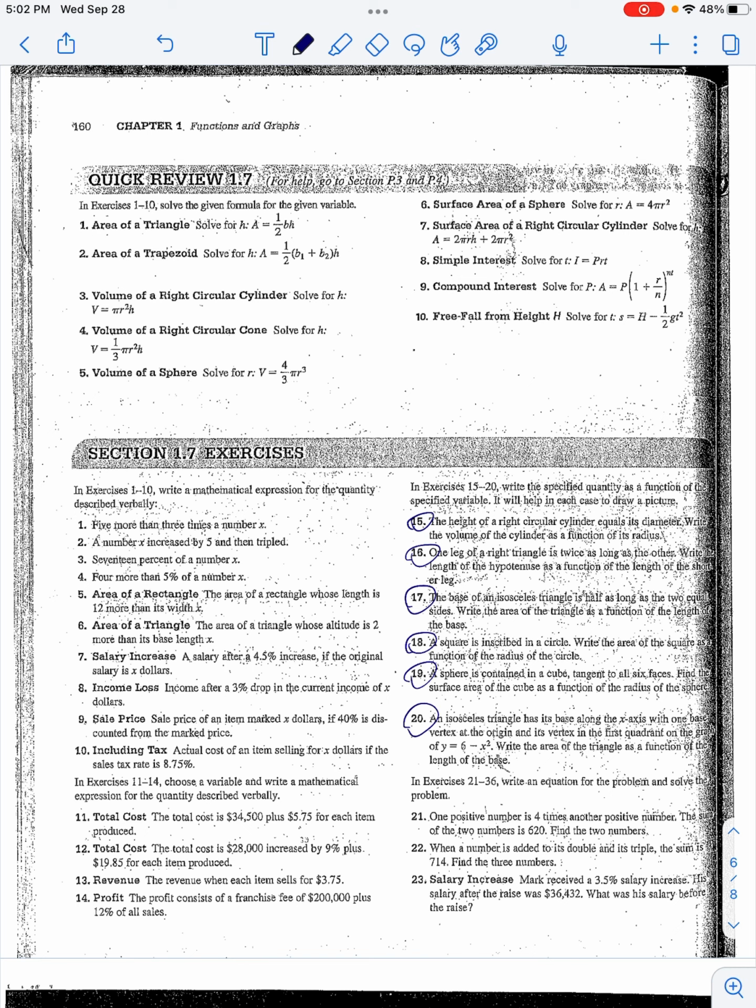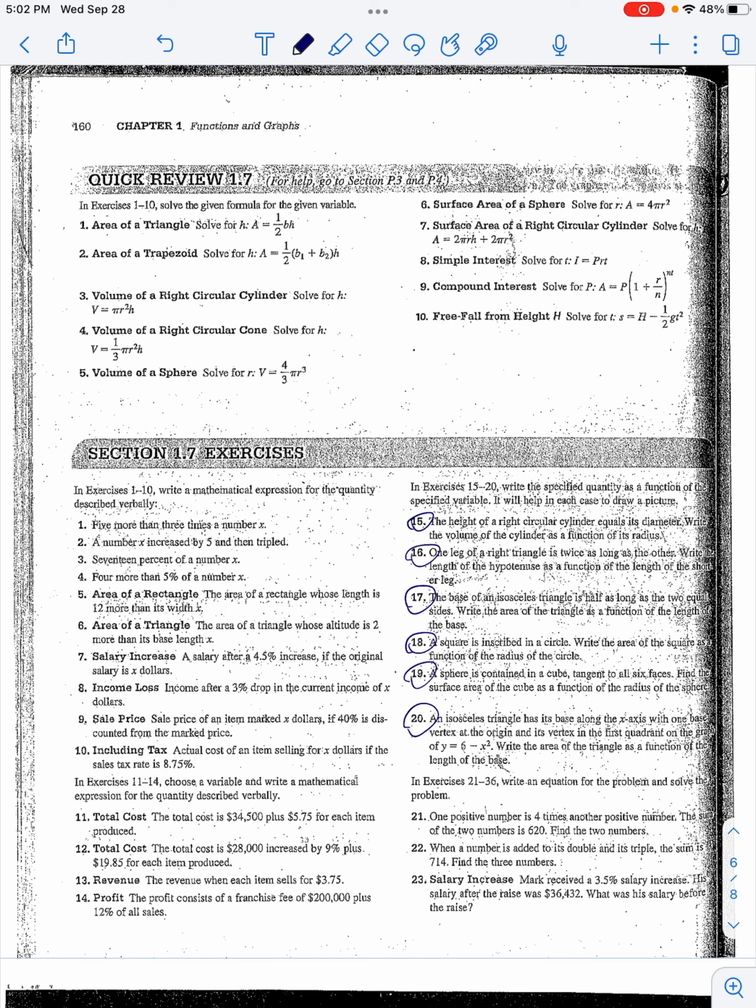And on 161, we're going to do 32, 35, 37, 38, and 39.